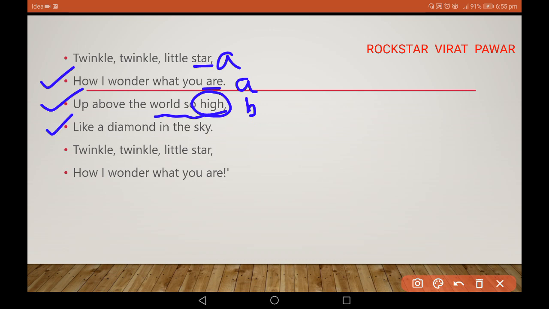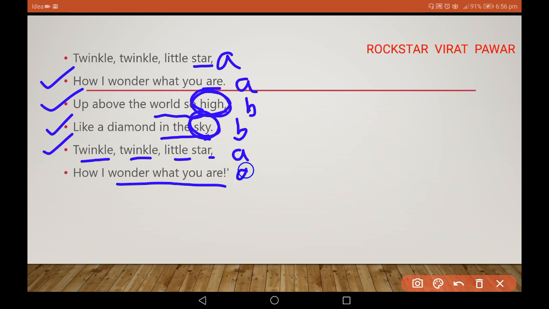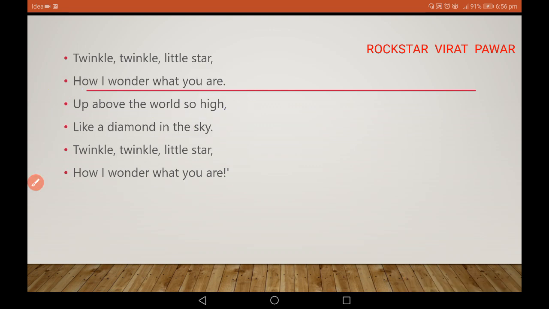Next one is like a diamond in the sky. When we see, the words high and sky rhyme with each other, that's why we write B for the rhyme scheme pattern. Now the next one is Twinkle Twinkle Little Star. In this you also find the word star, then how I wonder what you are. The same pattern, A, star and are, is here.